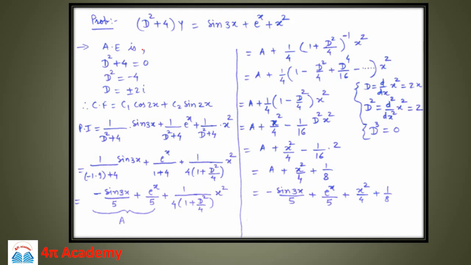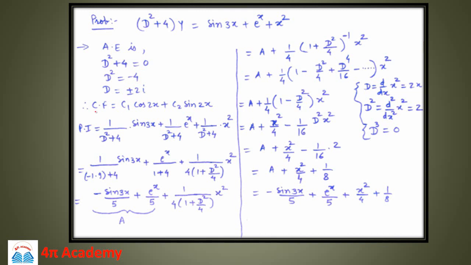Now the auxiliary equation is d square plus 4 is equal to 0. So d square will be equal to minus 4. So d is equal to plus minus 2i, because d square is minus 4, so d will be square root of minus 4. The square root of 4 is 2, and the square root of minus 1 is i. So it is plus minus 2i.